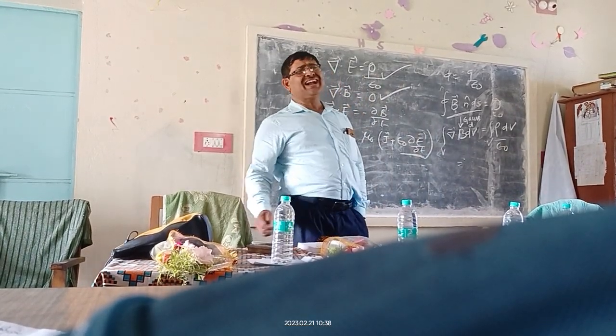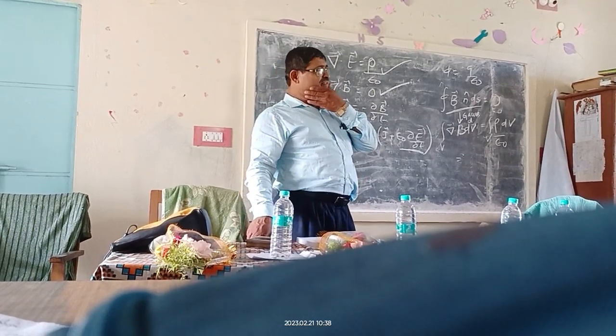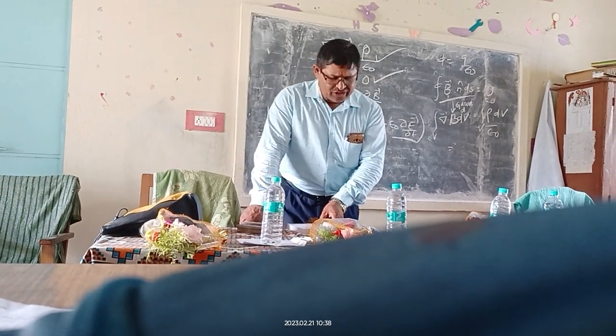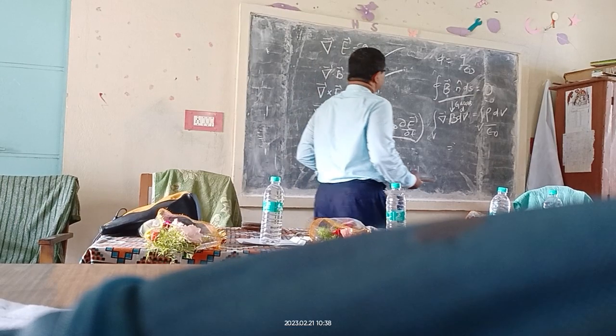The third equation, your electromagnetic equation given by Faraday, is curl E equal to minus del B by del t. How can we arrive at this equation?